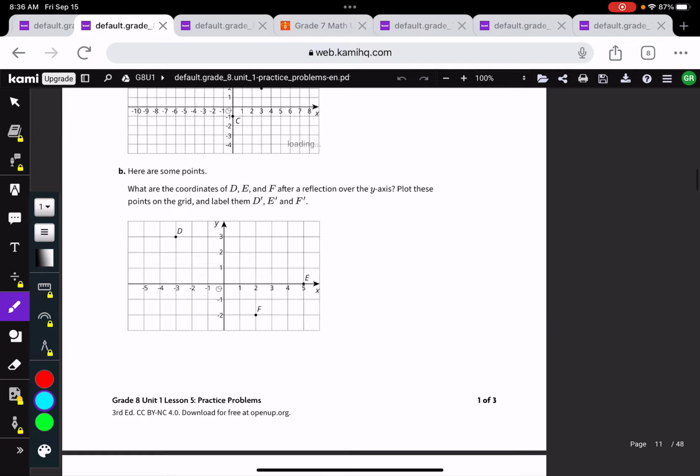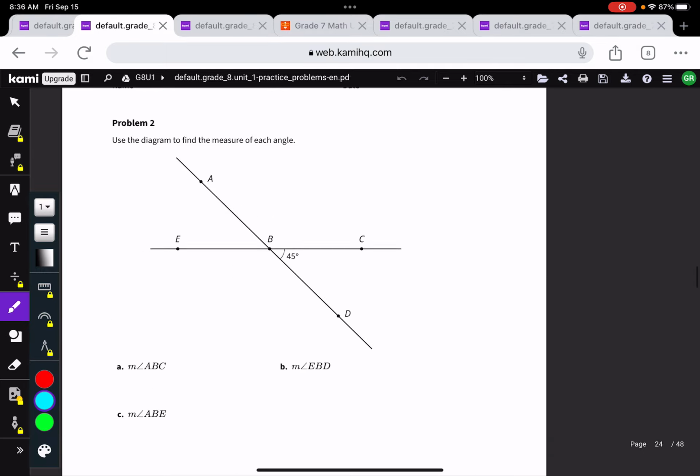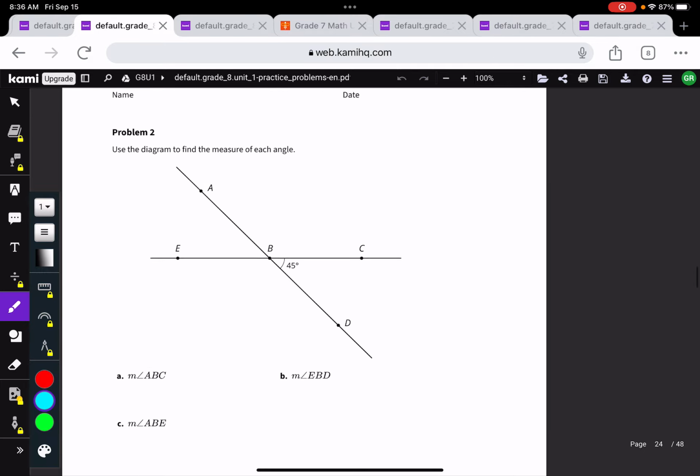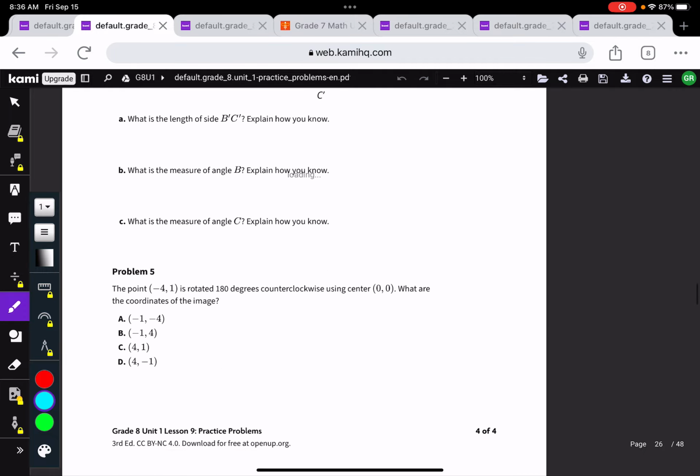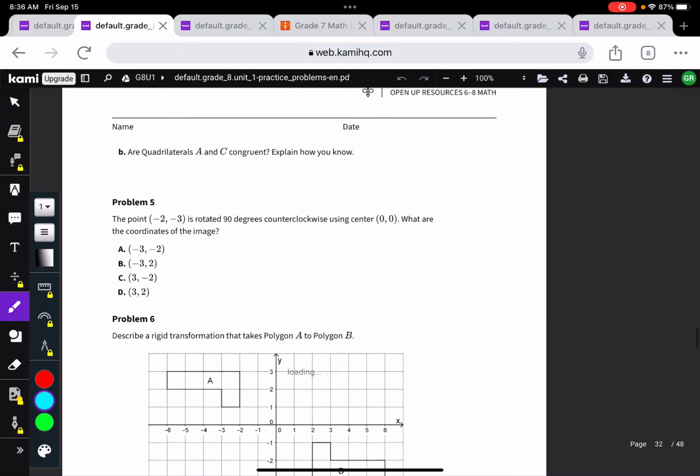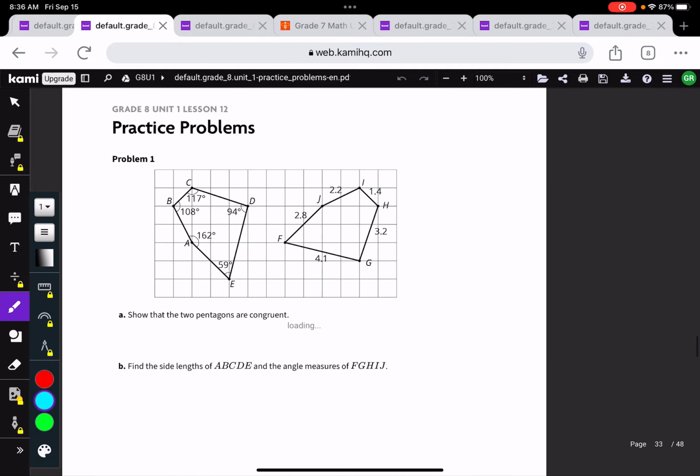Lesson 14 practice problems. It's what you can do right now.